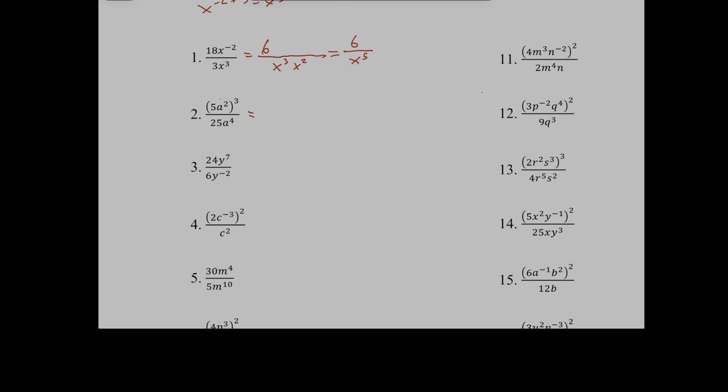All right, so now when you have something to the third power and it's in parentheses, what it means is you do everything to the third power. That'll go to the third power, and that will go to the third power. So what's 5 to the third power? 5 times 5 is 25. 25 times 5 is 125.